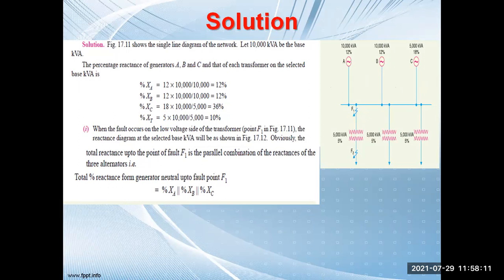Then thereafter you have to apply the formula: base kVA into 100 divided by percentage X. So that is the formula, and you can calculate the short circuit kVA. But if it is in MVA, you convert it to MVA. You need to tell me what is the short circuit kVA or short circuit MVA for the first case.